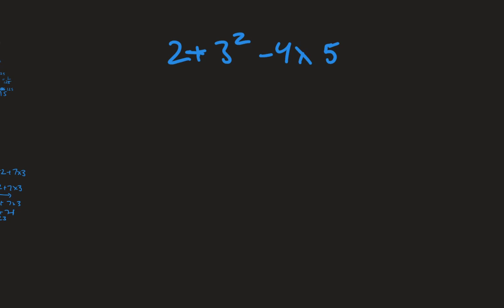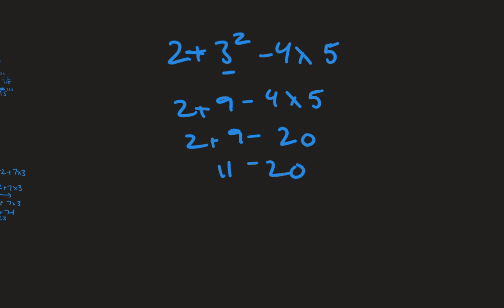Now I have written a problem that includes an exponent. So 3 squared is just 9 right here. This is just 3 times 3. As I said, it's just repeated multiplication. If it was 3 cubed, it would be 3 times 3 times 3, but we just have 3 squared, so 2 plus 9 minus 4 times 5. 2 plus 9 minus 20. So it's just negative 9.